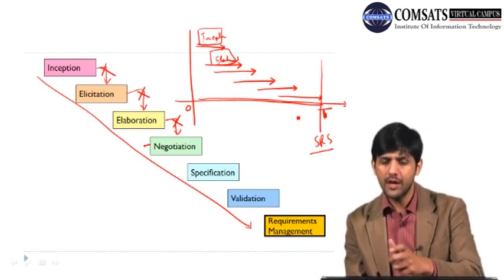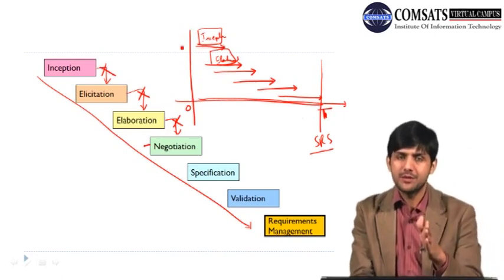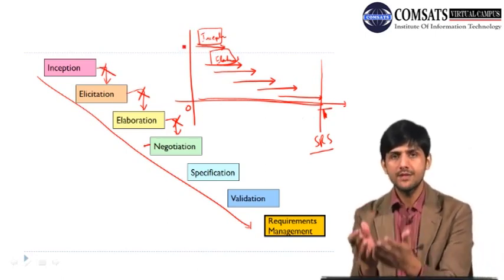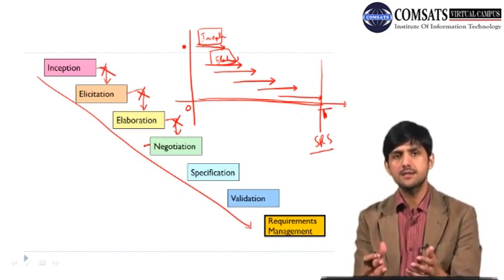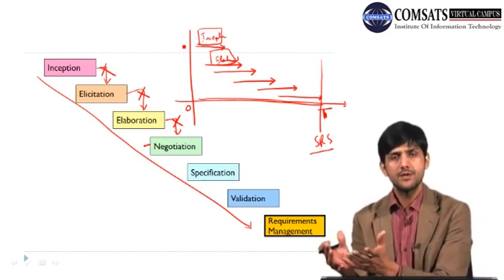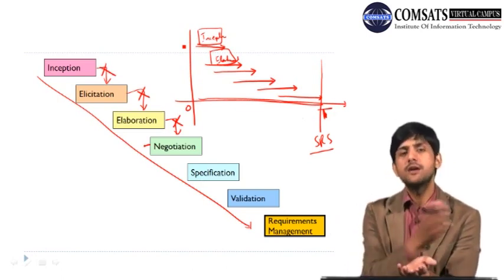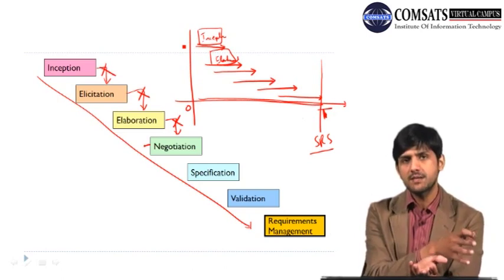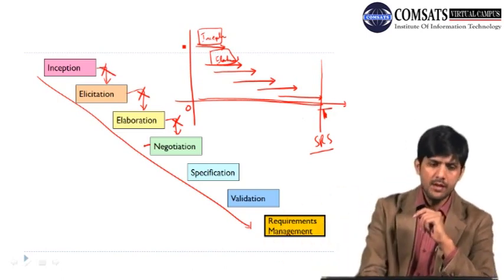And we will talk about why we do that. So in the journey, we start off with inception, and maybe that's the first thing that we set out to do, but we will be doing all these tasks in parallel with each other. So at the same time, when we are eliciting requirements, we might be elaborating some of the requirements, and we might be specifying some of the requirements, and we might be in negotiation with the client about a few things.